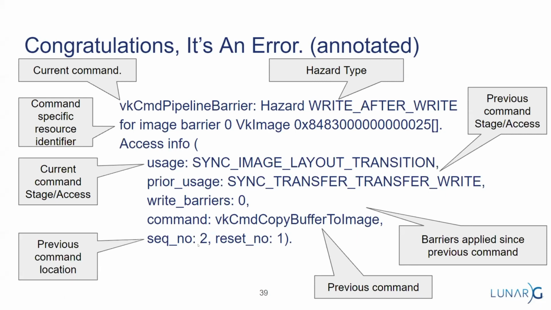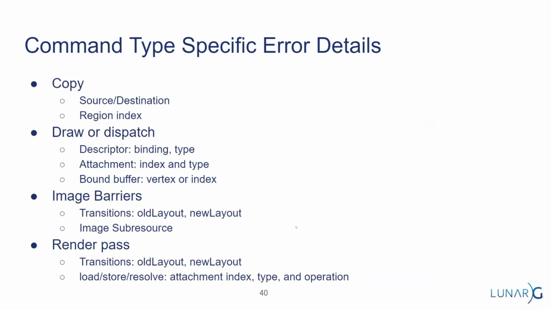And then this is the sequence number within the current command buffer. When you're not in the debugger, this is more useful, and this will be more useful in the future as we support multiple command buffers. When did I write this? Which version of this command buffer was it? Within that error message, you'll also get additional details, which are specific to, was it a copy? Was it a draw or dispatch? Is this an image barrier? Is this a render pass operation? And those details will also be included in the error messages.